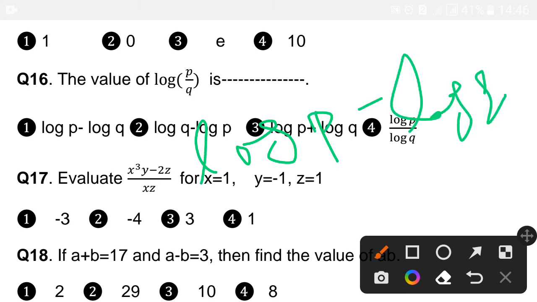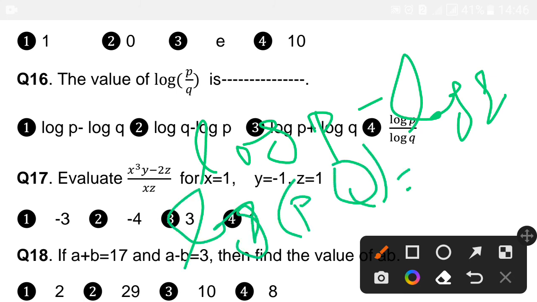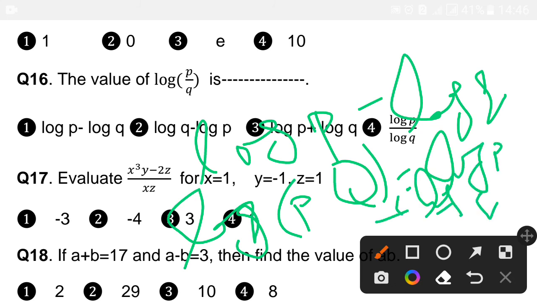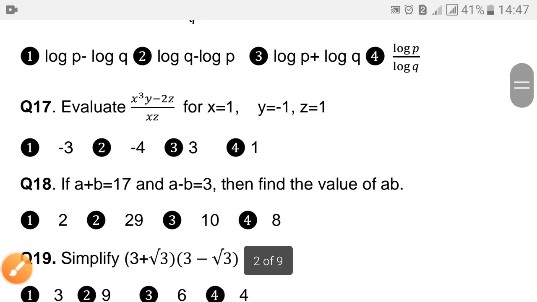So the first option is right. And log of p into q, when they are in product, is equal to log of p plus log of q. So product becomes addition and quotient becomes subtraction.